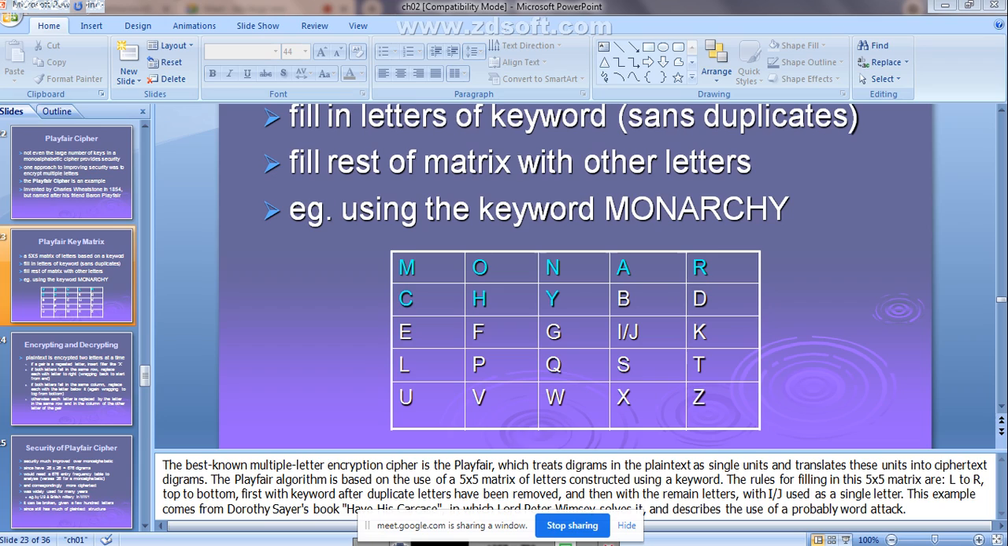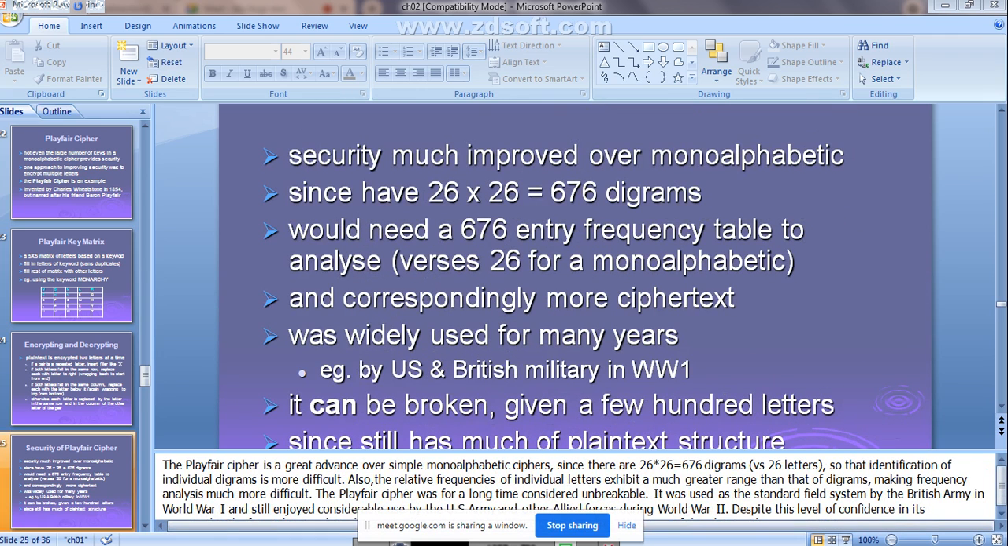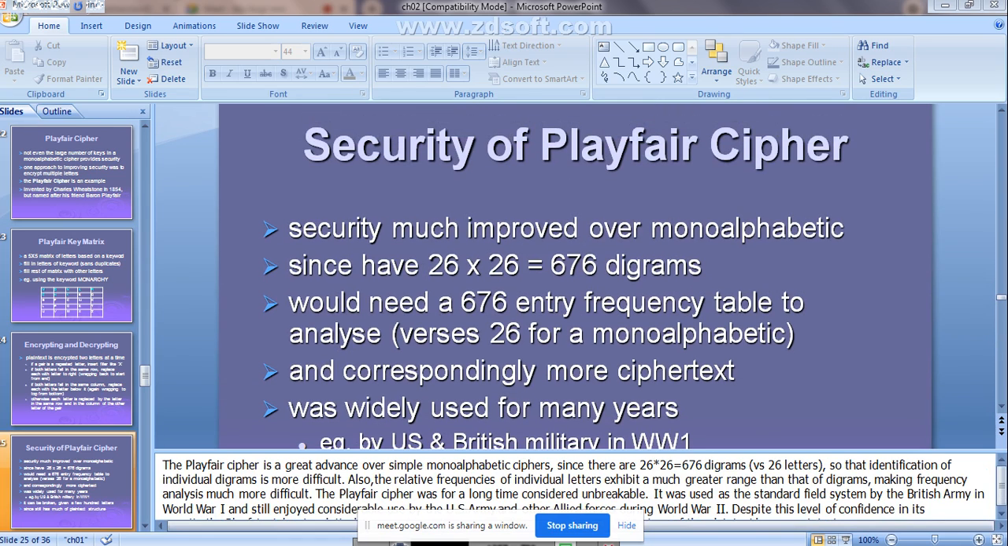If they give the plain text, make the grouping of two letters as I have shown in the Jamboard. Make the grouping of two letters, and for each pair of letters consider whether they fall in the same row, the same column, or in different columns and different rows. Then apply all four rules and you can convert it into the ciphertext. This is the technique used in the Playfair cipher. I hope it is clear, guys. Any doubts with respect to this?